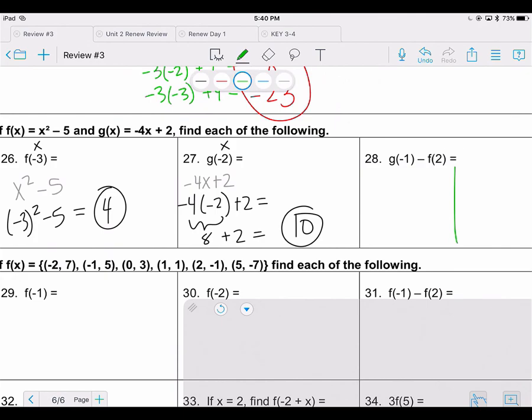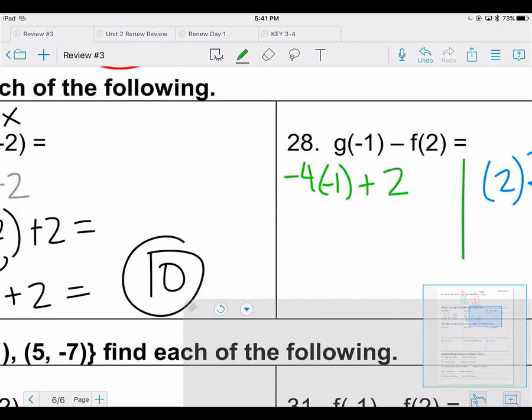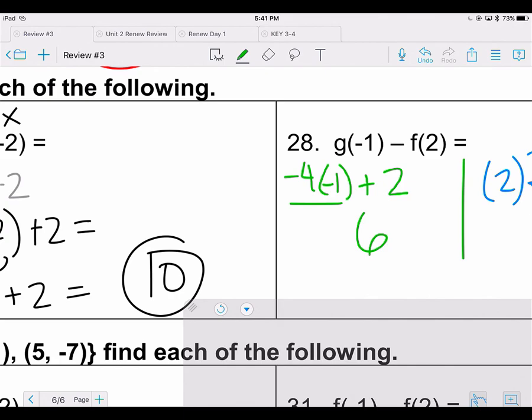28, they're asking us to use both functions. So first I'm going to find what happens if I plug in negative 1 in the g of x. Then I'm going to find what happens if I plug in 2 in the f of x and then subtract them at the very end. So remember, g of x is negative 4x plus 2, so negative 4 times negative 1 plus 2. Negative 4 times negative 1 is a positive 4. 4 plus 2 is 6.